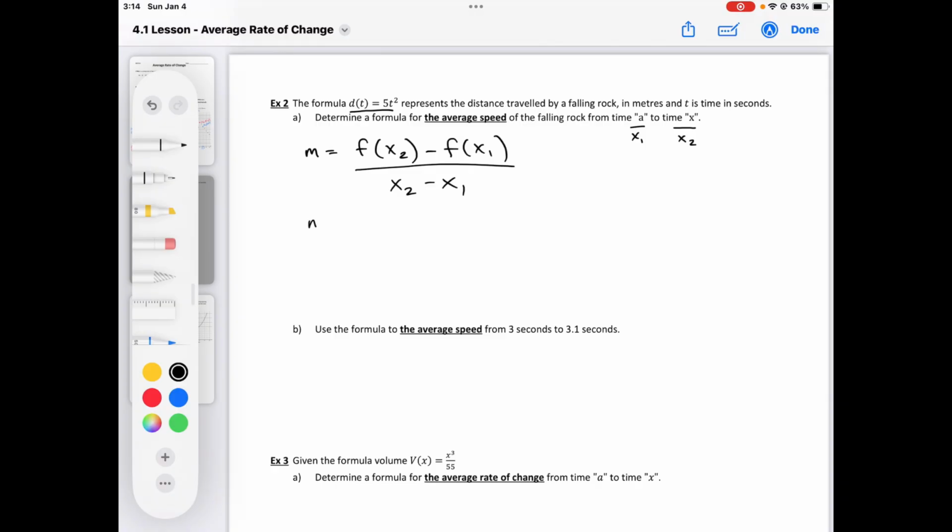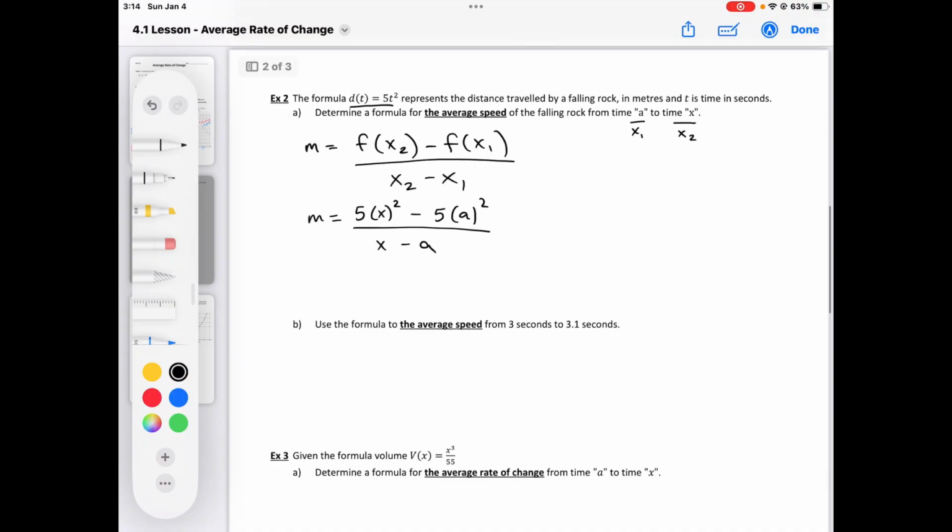When we substitute in our values, f at x2, which is X, is our function evaluated at X. Then we take away our function value evaluated at A. So 5 times A squared, all over X minus A.